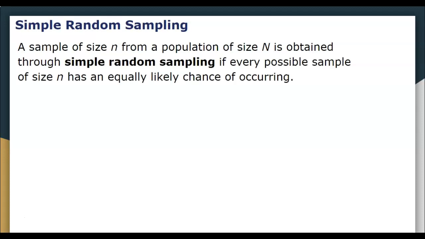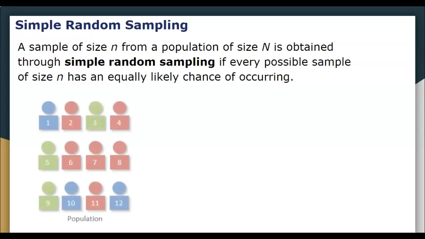So simple random sampling is the process of using chance to select individuals from a population. For example, we have a population of 12 individuals. Random sampling would be basically drawing numbers from a hat or using a computer to randomly generate however many numbers you need from the population.